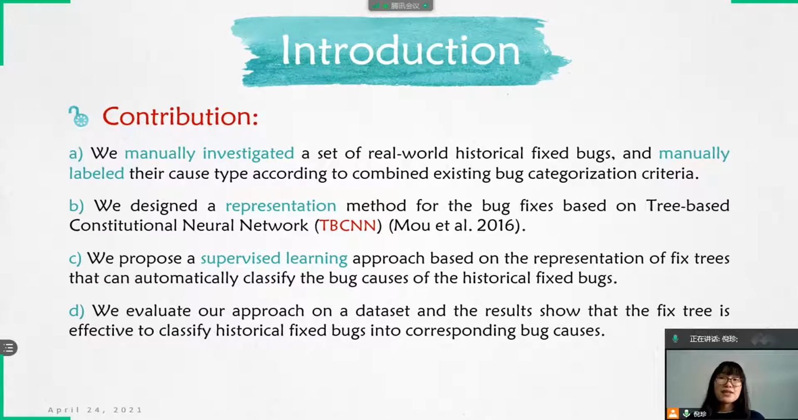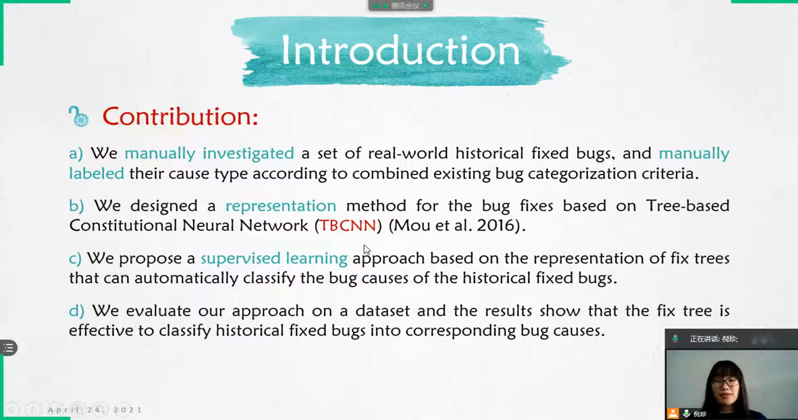First, we manually investigated a set of real-world historical fixed bugs and manually labeled the cause type according to combined existing bug categorization criteria. Second, we designed a representation method for the bug fixes based on TBCNN.